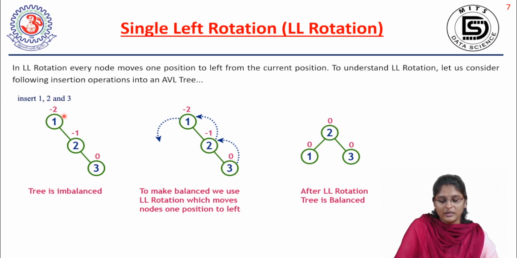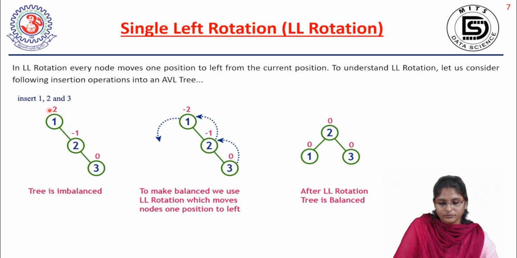So first we insert 1, and then see here it is a binary search tree. So we need to check the properties of binary search tree also. Then 2 is greater than 1, so we need to go to the right side, and again 3.